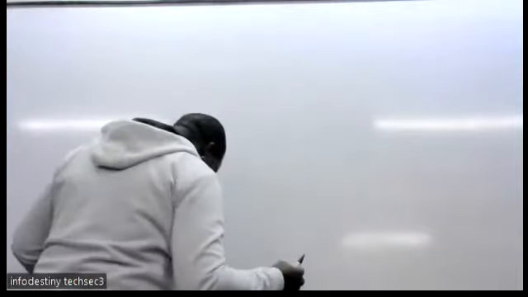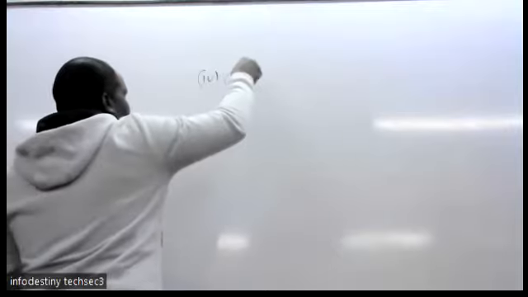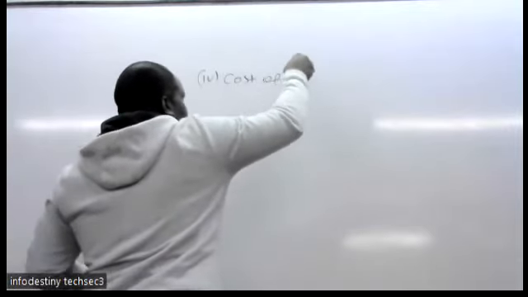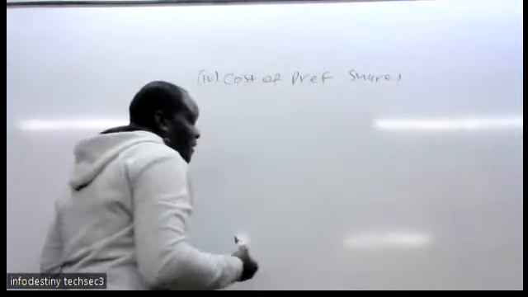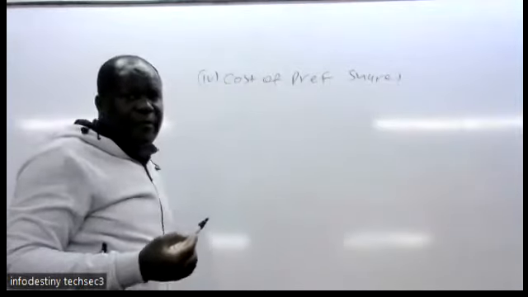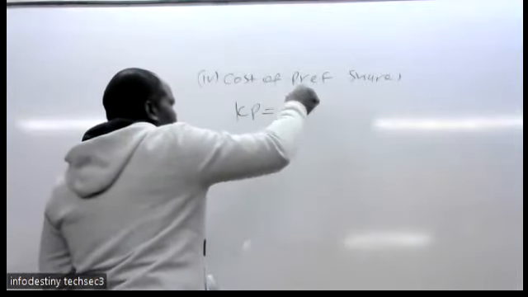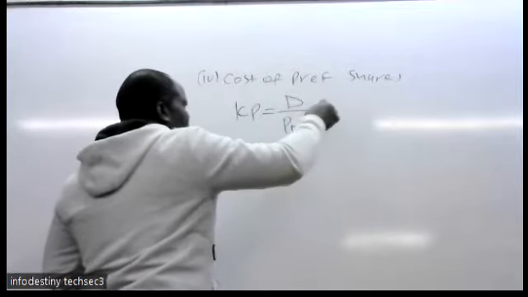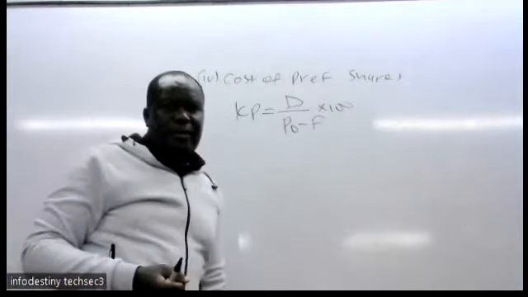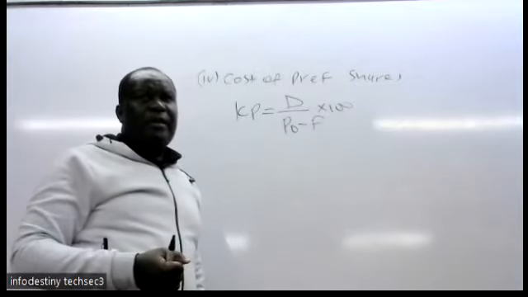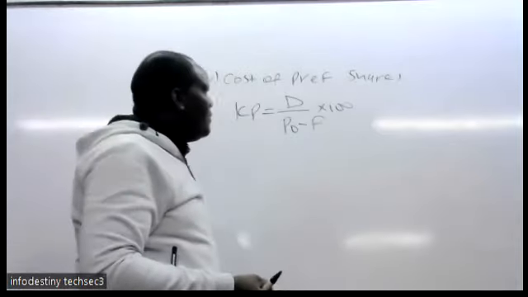So we go to Roman letter 4 as the cost of the preference shares. That is the same as Kp. It is dividend divided by P0 minus the flotation cost. Then we express it as a percentage.